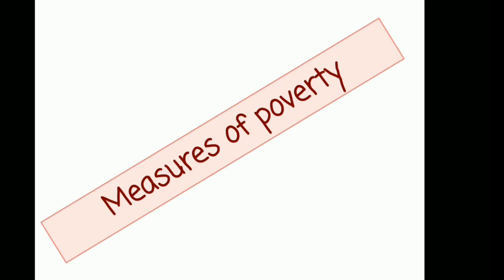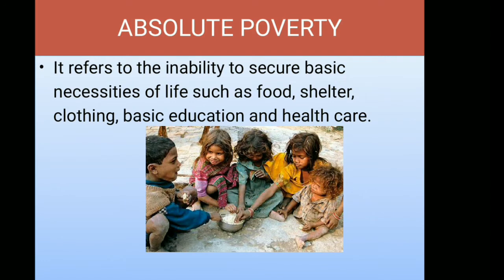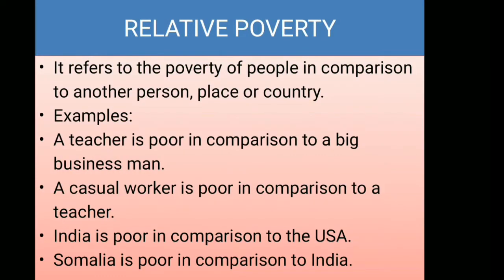Now, what are the measures of poverty? We have two types of poverty. One is absolute, which means inability to secure the basic necessities of life like food, shelter, clothing, basic education, health, and other things. The other is relative, which means poverty of people in comparison to another person or place or a country. If we compare one person or one place in comparison to other people, that will be known as relative poverty.